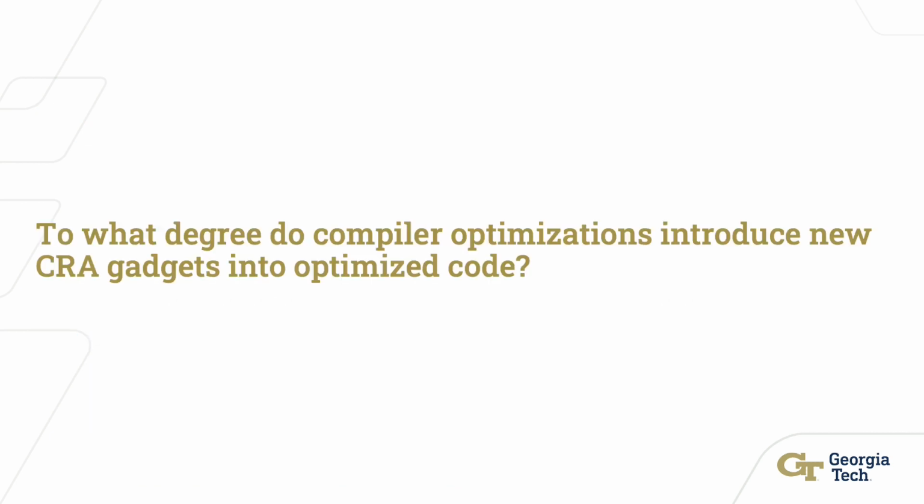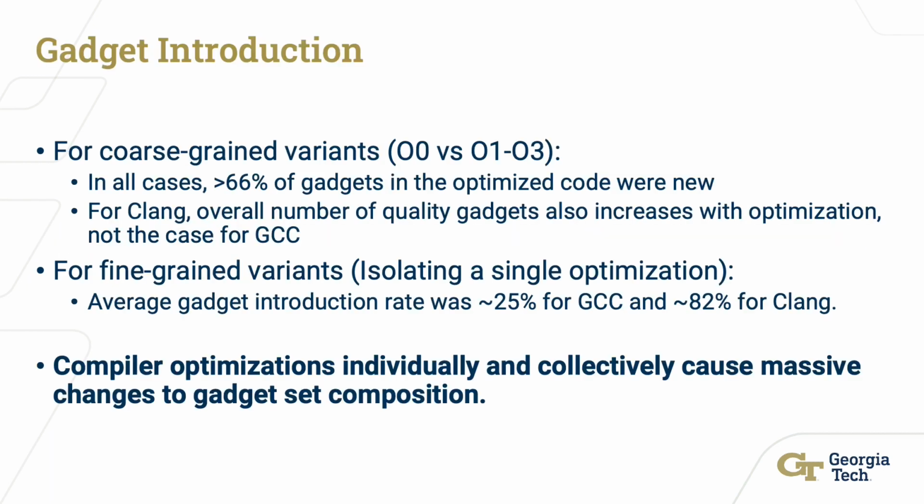Without further ado, let's begin to answer some of our motivating questions, the first of which is, to what degree do compiler optimizations introduce new gadgets into optimized code? Examining gadget introduction rate information across our coarse-grained variants revealed that more than 2/3 of the gadgets in optimized code produced at levels O1, O2, and O3 were newly introduced versus gadgets in variants produced at level O0.